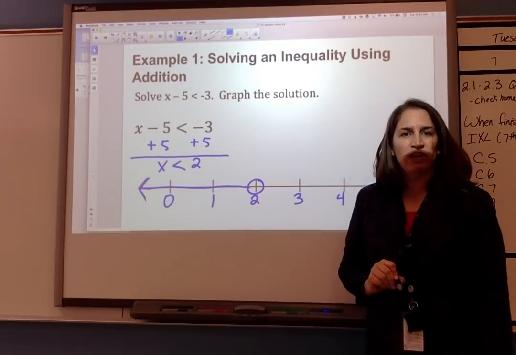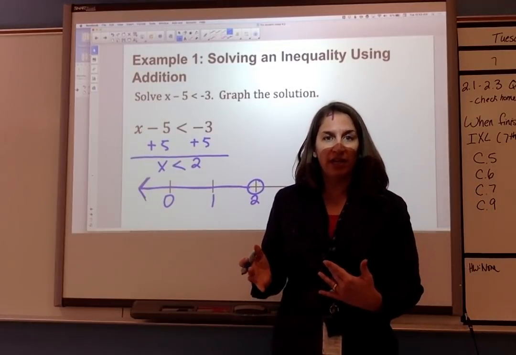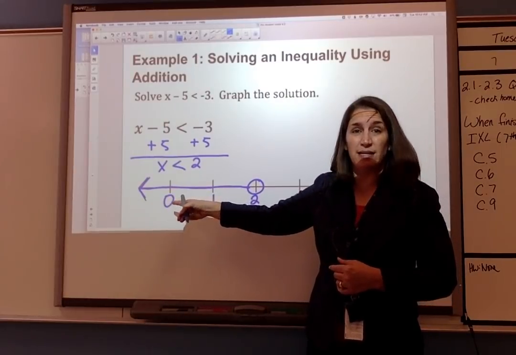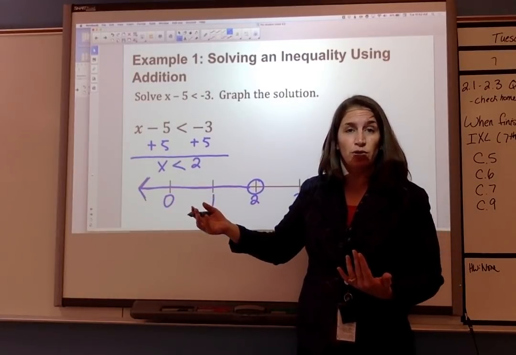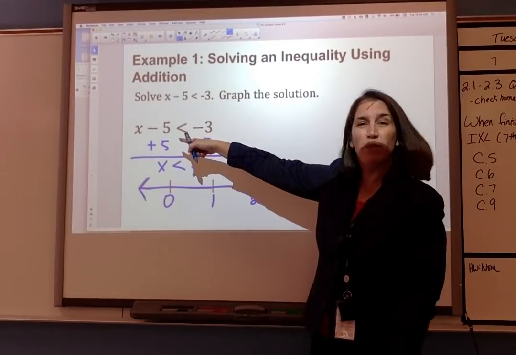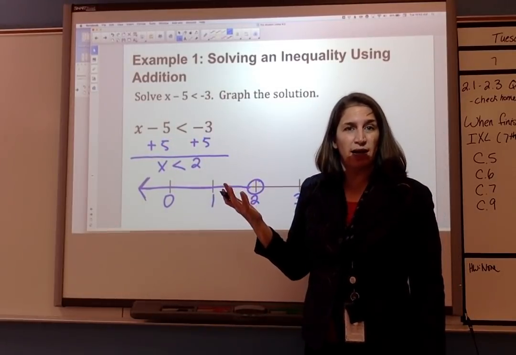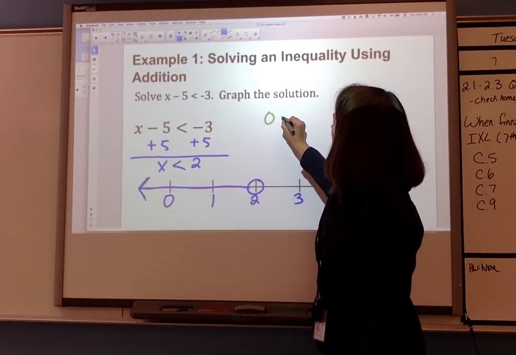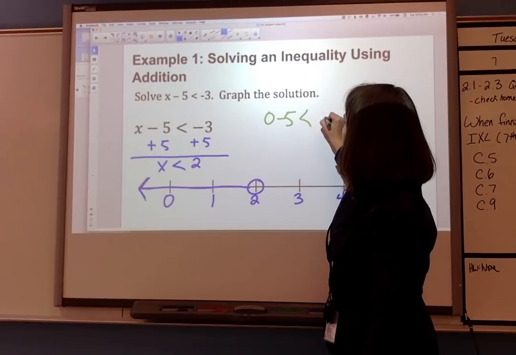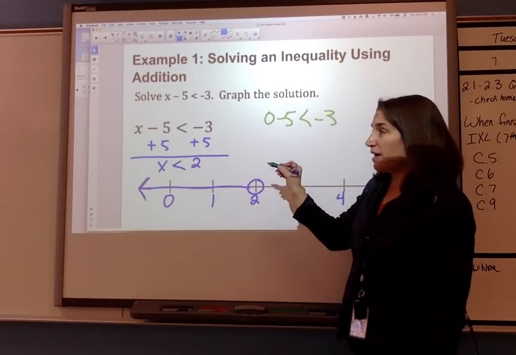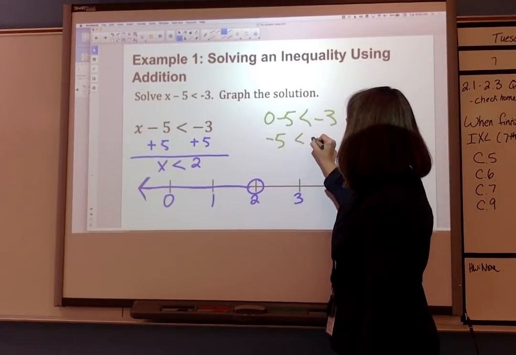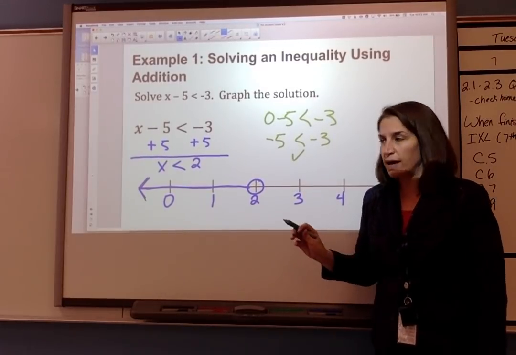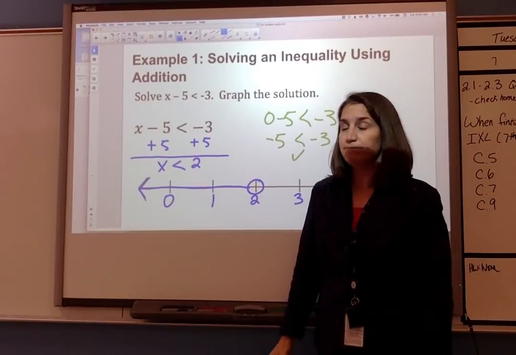And then I like to do a check on these to make sure that I've shaded in the right direction. So I'm going to look at a number that's shaded. 0 is a nice easy one. If 0 is shaded, that's a nice one to look at. And I'm going to plug 0 back into my inequality and make sure that I have a true statement. So let me use a different color here. I'm going to say 0 minus 5 is less than negative 3. 0 minus 5 is negative 5, and that is less than negative 3. So we have shaded correctly. We've shaded the right solution set.